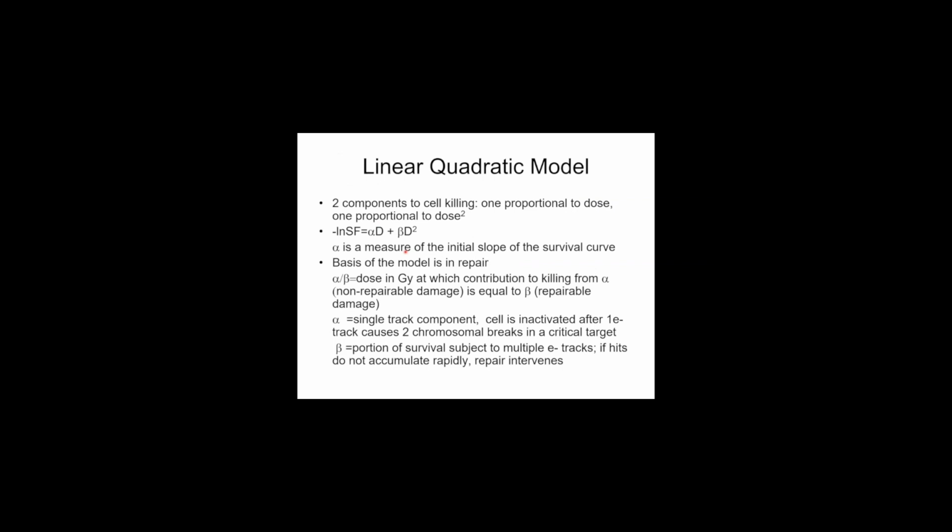So coming back to what we talked about, alpha beta can also be defined as a dose in gray at which the contribution from non-repairable damage is equal to the contribution from repairable damage. And alpha is the single track component where the cell is inactivated after one electron track causes two breaks. These two events are not separable, they're one event, whereas beta is where there are multiple electron tracks, and they are therefore separable in time, and so it's possible for repair to intervene in that second set. We don't need to talk about this. This is again the same formula with the same definitions, just so you have it.